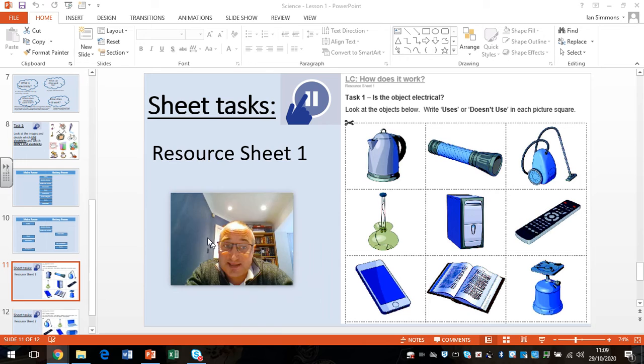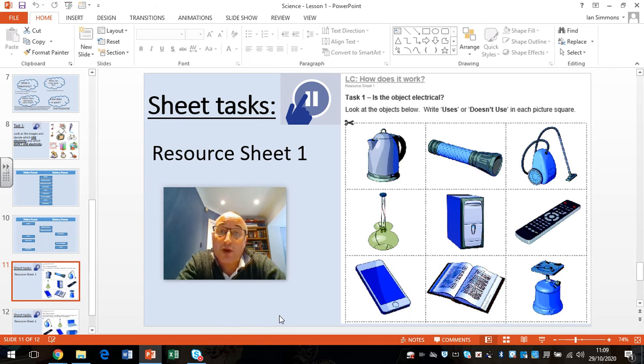Now, today's tasks. You've got a sheet for this, and what you need to do is decide whether the object is electrical or not. So under each picture, you need to write uses or doesn't use. So that's for the kettle. If you think it uses electricity, you would write uses electricity underneath. If it doesn't use it, you would write doesn't use underneath. Pause now and have a go.